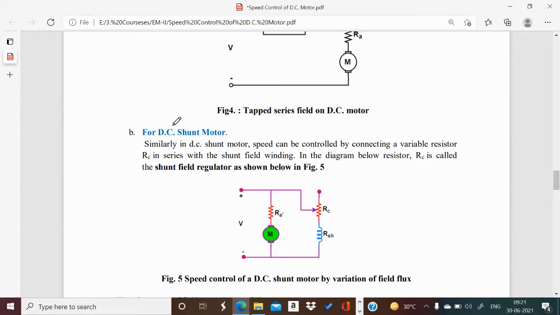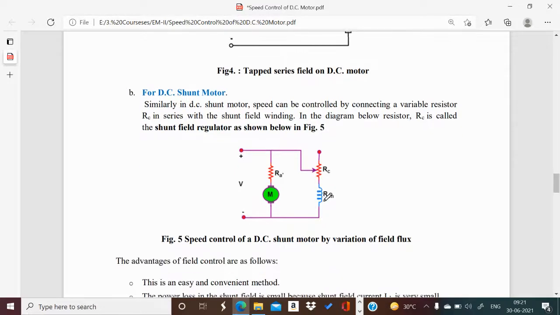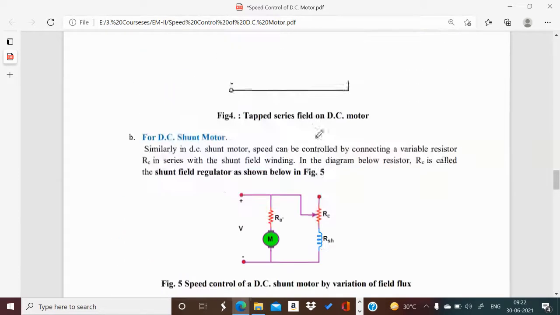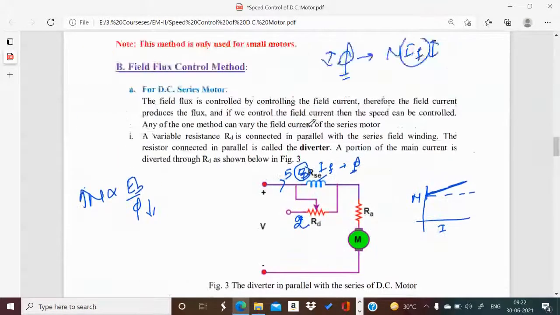Then go to shunt motor. In shunt motor, again we connect a series resistance in series with this field winding. By changing this value of resistance, we can change the value of current through this shunt field. If current is changing, that means the value of flux is changing. These are the advantages of this method. This method is easy and convenient. That means it is easier as compared to the previous method.